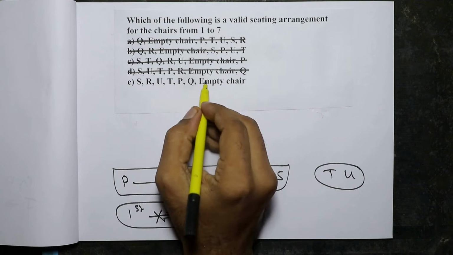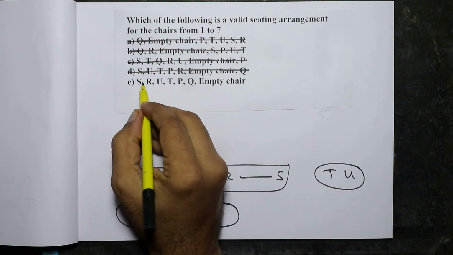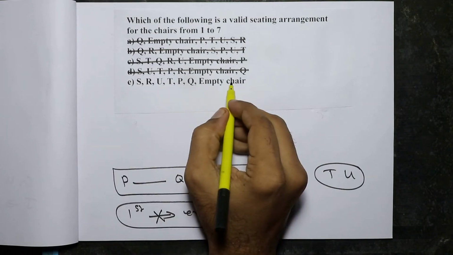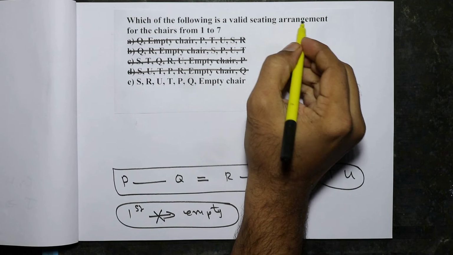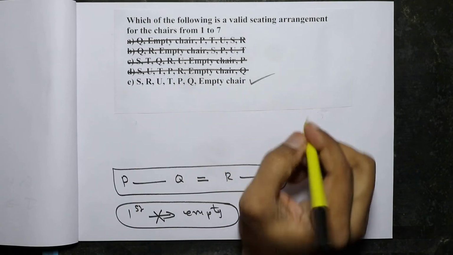So let us just verify this. Between P and Q no chairs. Between R and S no chairs. So the distance is same. So this satisfies all the conditions. So one valid seating arrangement could be option E. So this is the right answer.